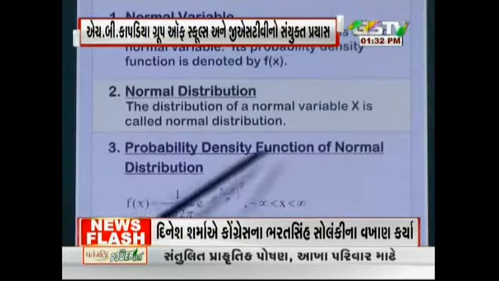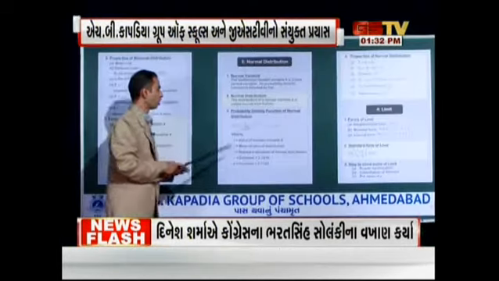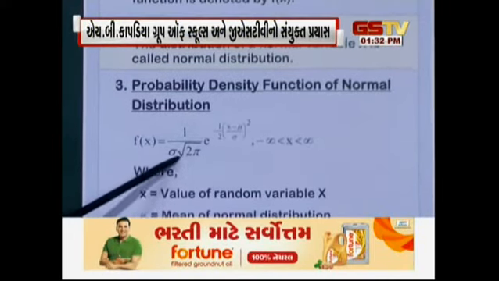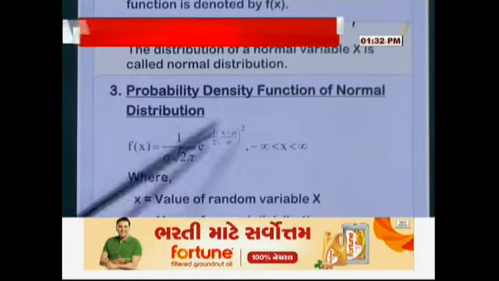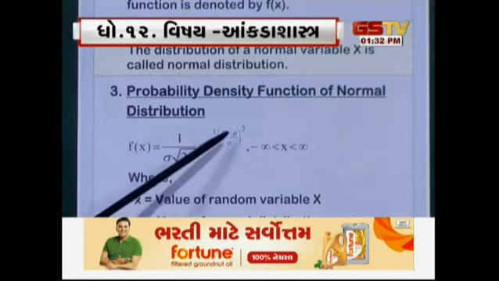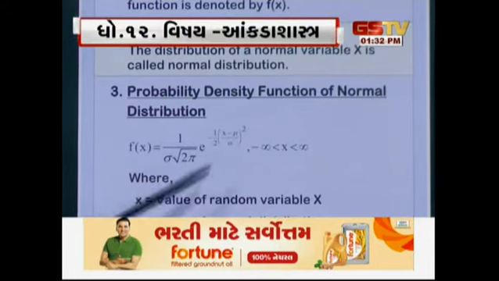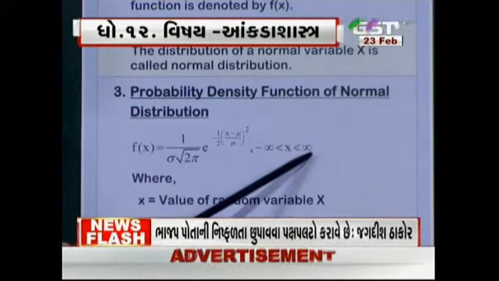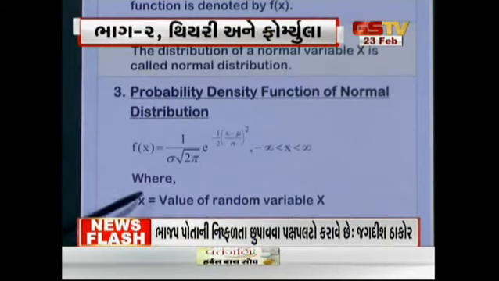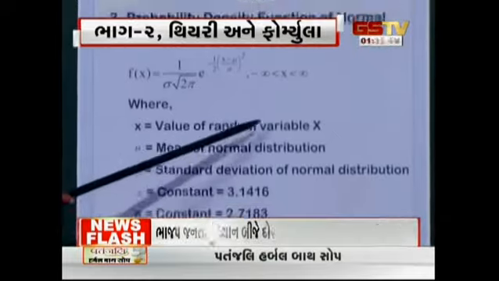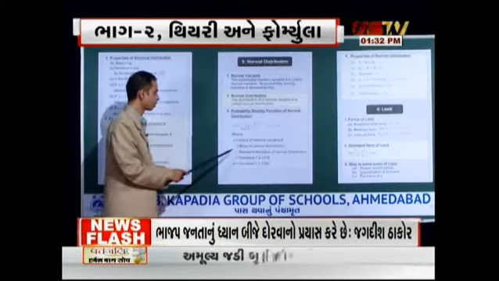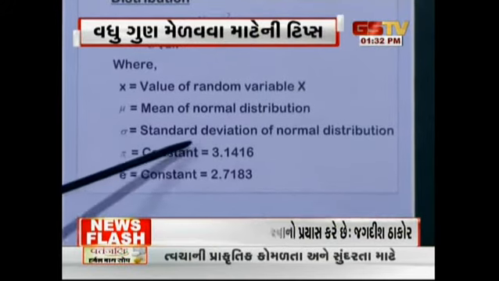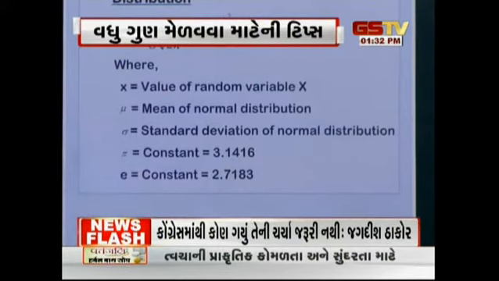Probability density function of a normal distribution. f of x is equal to 1 upon delta under root 2 pi, e raised to minus 1 upon 2 into x minus mu upon delta whole square, where the value of x lies between minus infinity to plus infinity. The value of x indicates value of random variable x. Mu, it's a mean of normal distribution. Delta, it's a standard deviation of normal distribution.